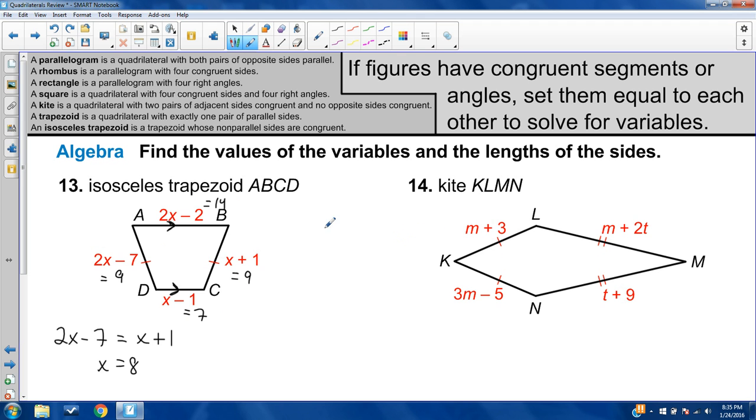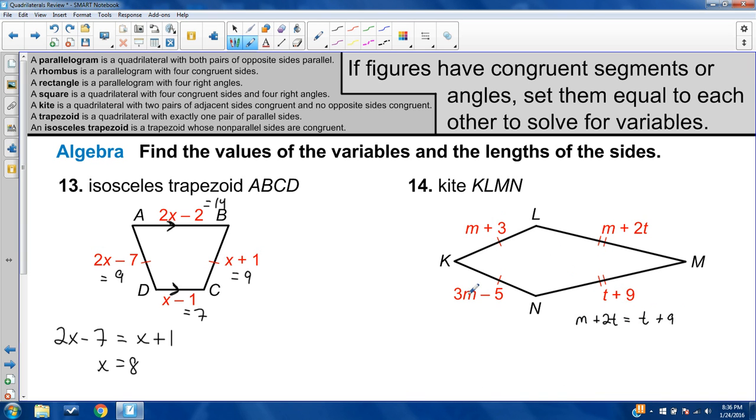Okay, this one's a kite, and what happens in the kite is you have two pairs of adjacent sides that are congruent, and then the other sides are congruent to each other as well. But the opposite sides won't be congruent or parallel. So what happens here is I do have an equation right here, and I could set these two equal to each other. The only problem with this equation, of course, is that it has two variables and just one equation, so I couldn't yet solve for one of them.